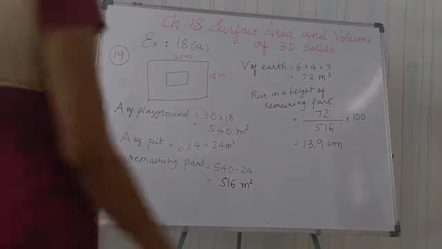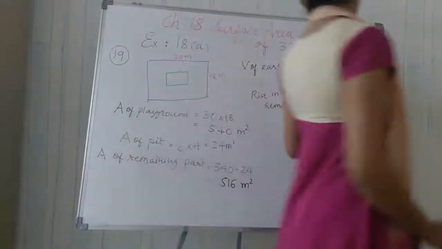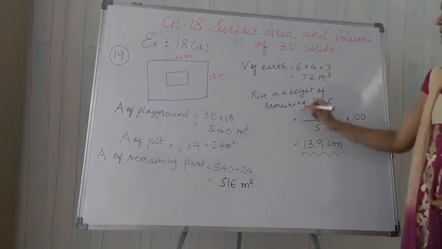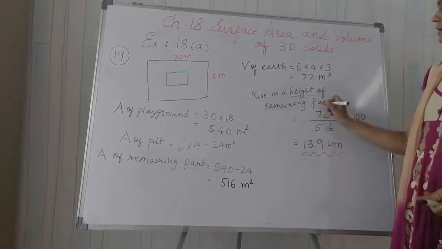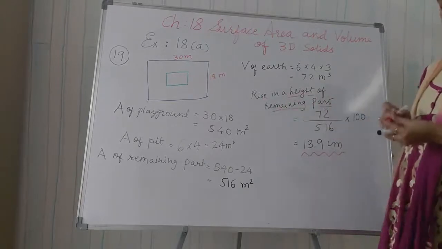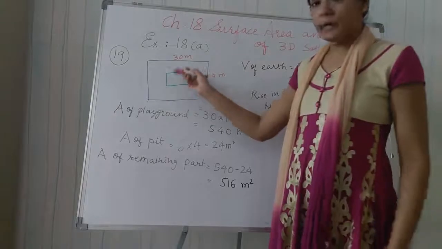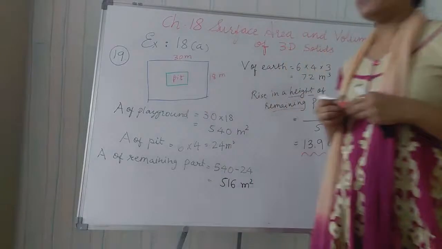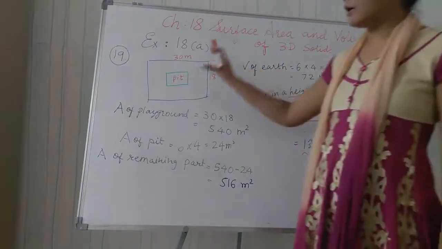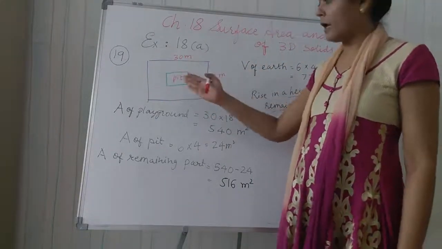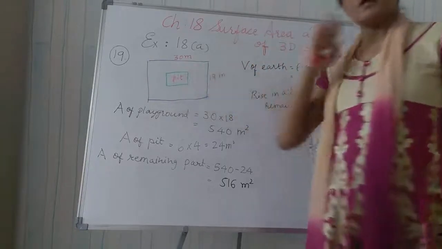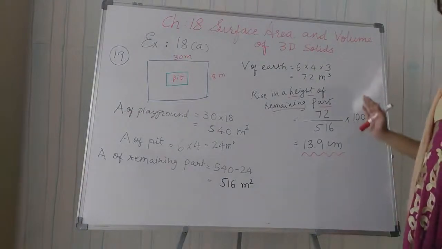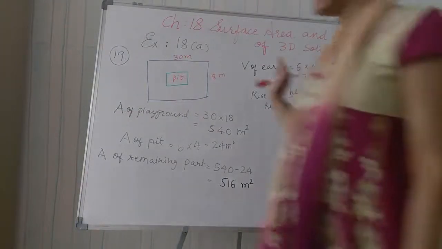And by calculation I get the answer. The rise in the height of the remaining part is 13.9 centimeters. This is the final answer. So this is the pit, I am writing pit here, and this is the playground. So जो प्लेग्राउंड है उसके बीच में एक गड्ढा खोदेंगे, वो गड्ढे में से जो अर्थ बाहर आएगी उसको वो रिमेनिंग पार्ट में हम स्प्रेड कर रहे हैं. तो कितना हाइट राइज हुआ वो हमने सेंटीमीटर में फाइंड किया है, जो कि है 13.9 सेंटीमीटर.